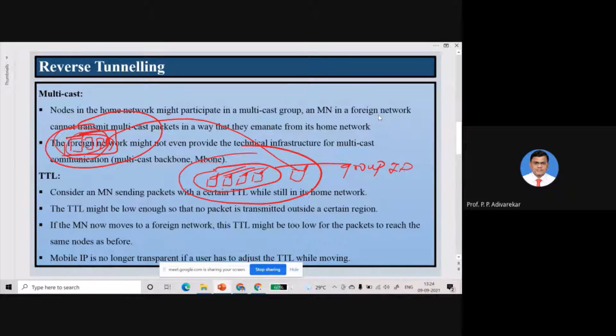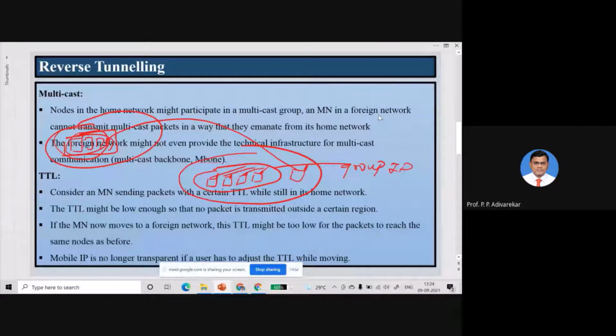That multicast backbone may not be part of the foreign network, or may not be supported by the foreign network. If it is not supported by the foreign network, then a mobile node moving out of the home network will not work, and mobile IP will also not work. Okay, so that is the second issue.